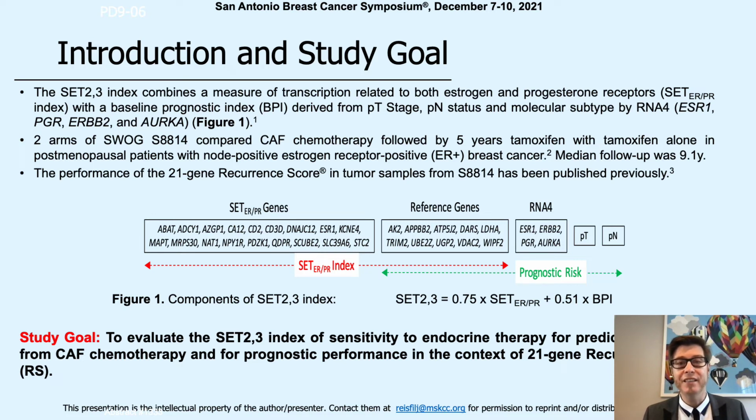So what the investigators did was to apply this SET2/3 index to material from patients included in the SWOG 8814 trial that compared CAF chemotherapy followed by 5 years of tamoxifen with tamoxifen alone. And the goal here was to evaluate the SET2/3 index of sensitivity to endocrine therapy for the prediction of CAF chemotherapy benefit and for prognostic performance in the context of the 21-gene recurrence score. The 21-gene recurrence score had already been performed in this sample, so they could do an integrated comparison.